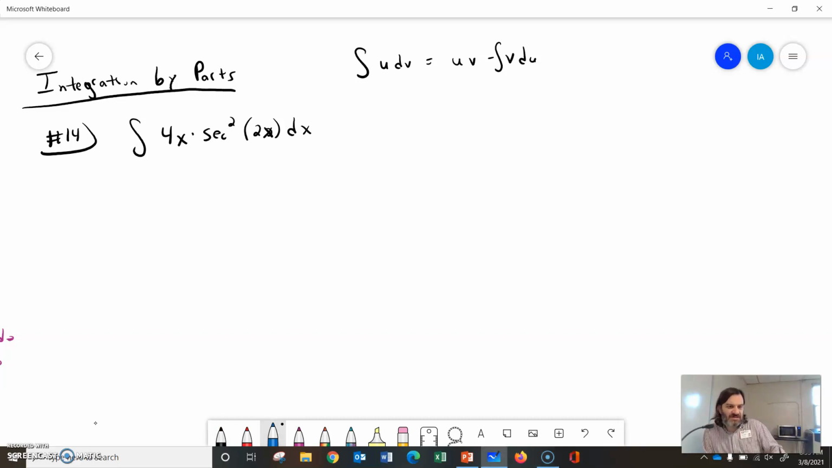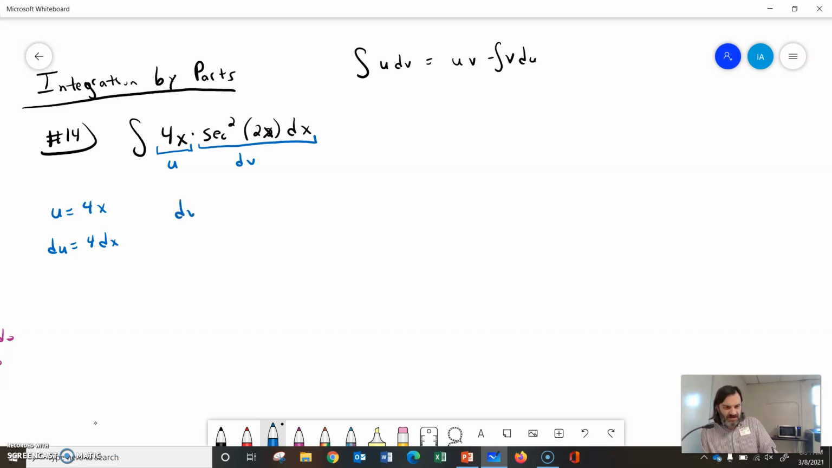But what we can do is break this into two parts. One, we need to be able to take the derivative of very easily, which is 4x, that's our u. And the other one we need to be able to integrate fairly simply, and that can be the secant squared of 2x. So that'll be my dv. So let's see, if u equals 4x, then du equals 4 dx. Okay. So that's going to let us plug some stuff into our integration by parts formula.